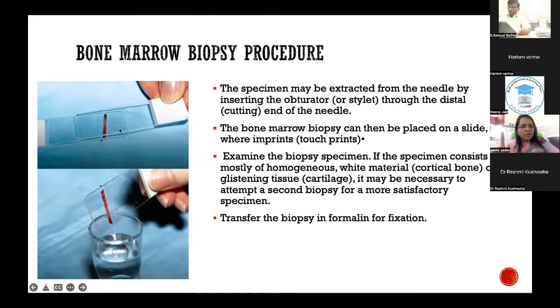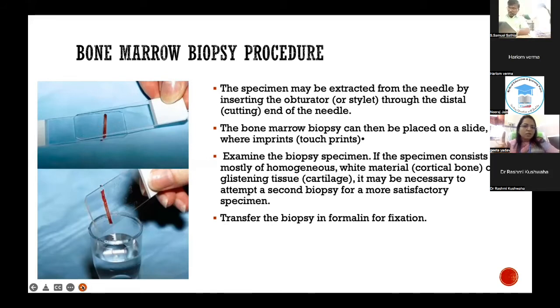So for the biopsy, we check that it is adequate. In some cases we might not get an adequate biopsy. Like in myeloma cases, the bone becomes very fragile and we get a very small biopsy. Or if we see that it contains only white material, that is cortical bone, or glistening tissue, that is cartilage in cases of children, then we need to attempt a second biopsy from a different needle.